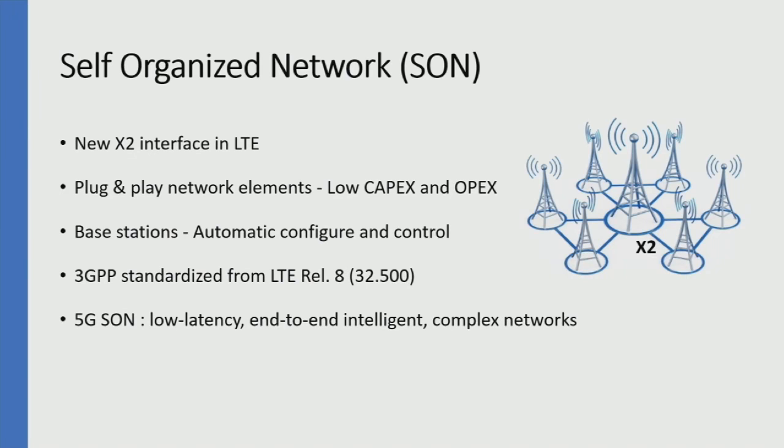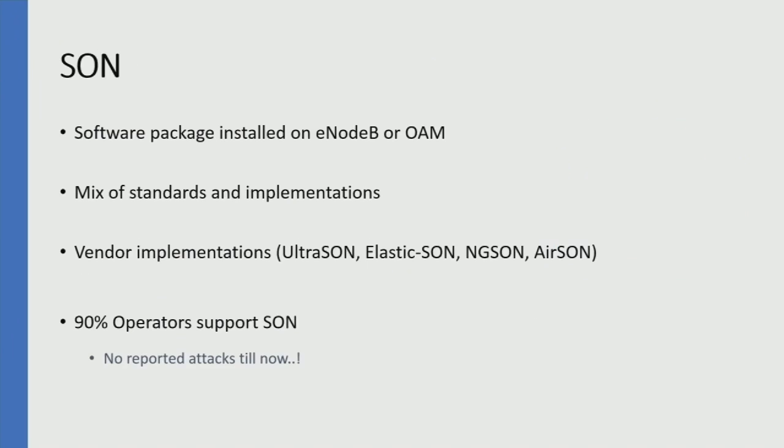So here the base stations automatically configure and control themselves. When you reduce the human intervention, the operators are able to save a lot of money. So it saves them capital expenses and even operating expenses. If I put it in normal simple terms, SON is nothing but a software package which is either sitting at the base station, okay, eNodeB is nothing but a base station, or at a central server which is controlling a group of base stations.